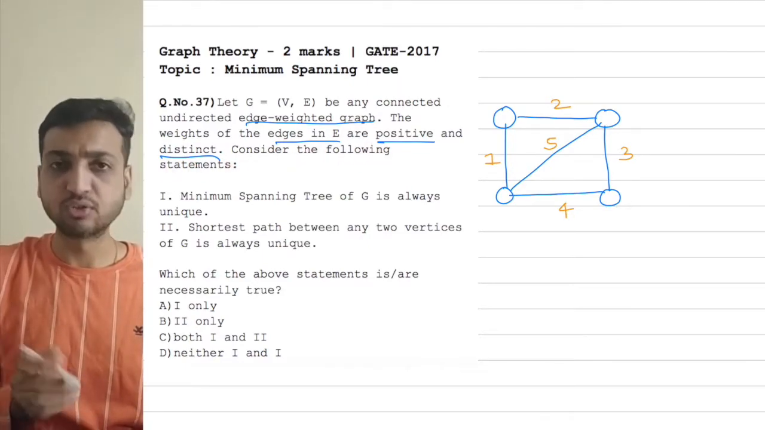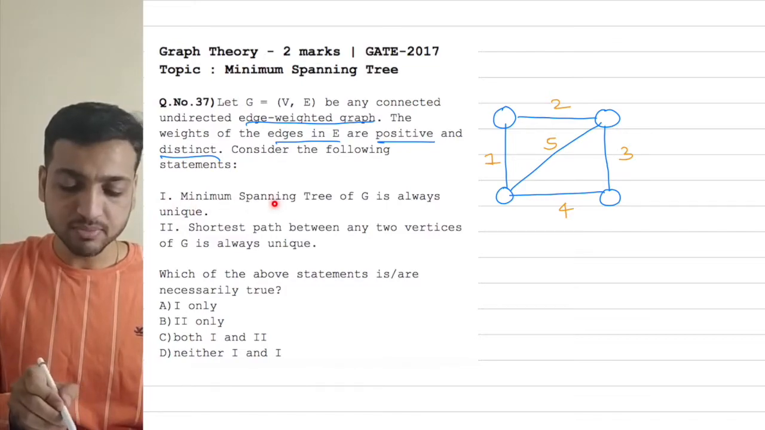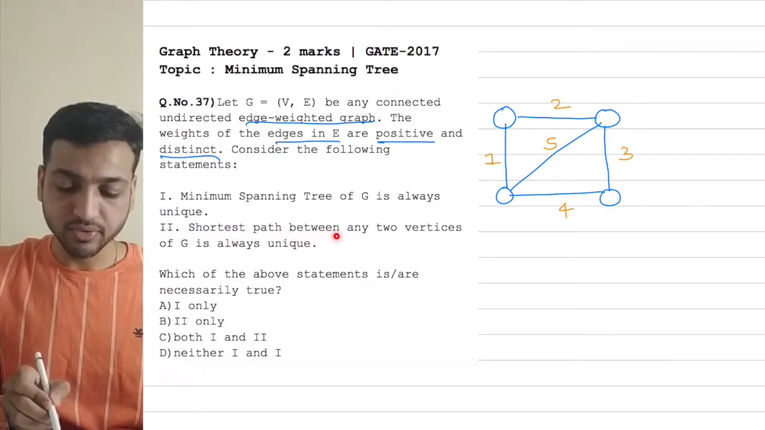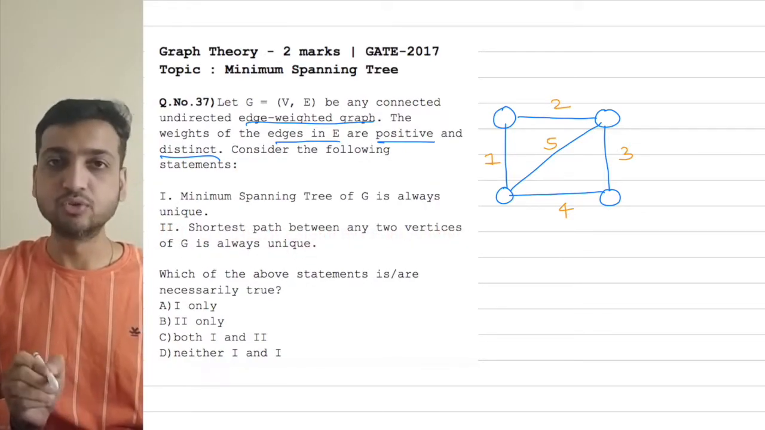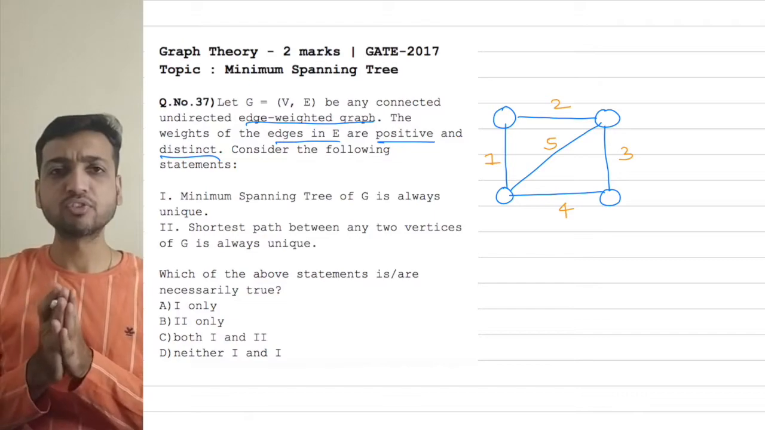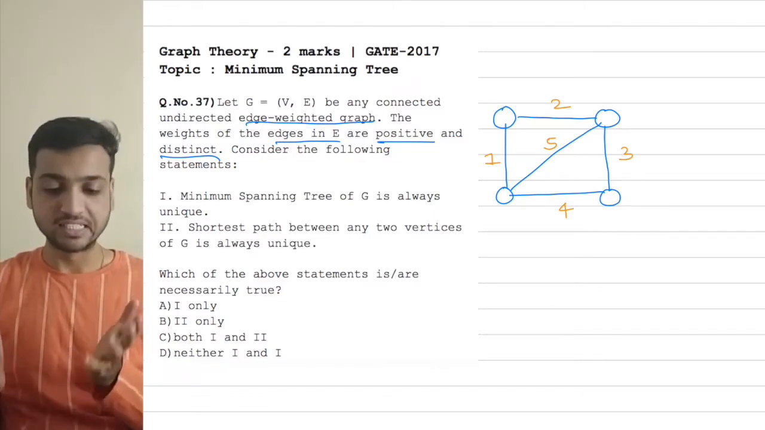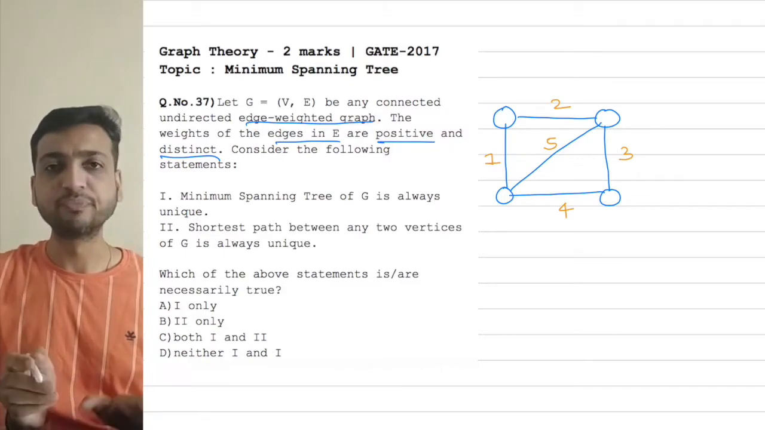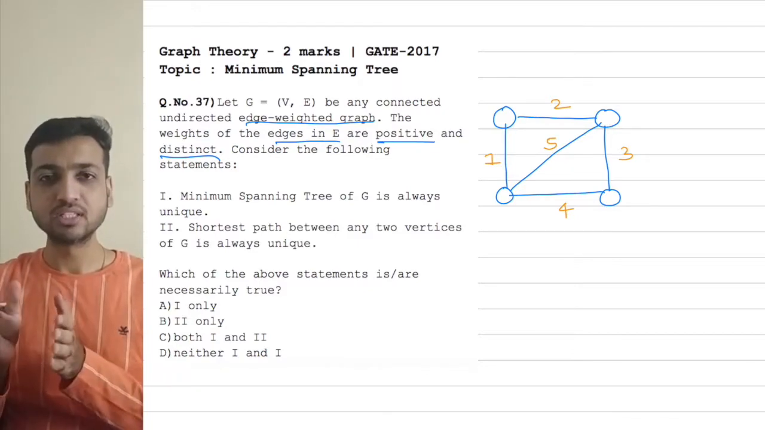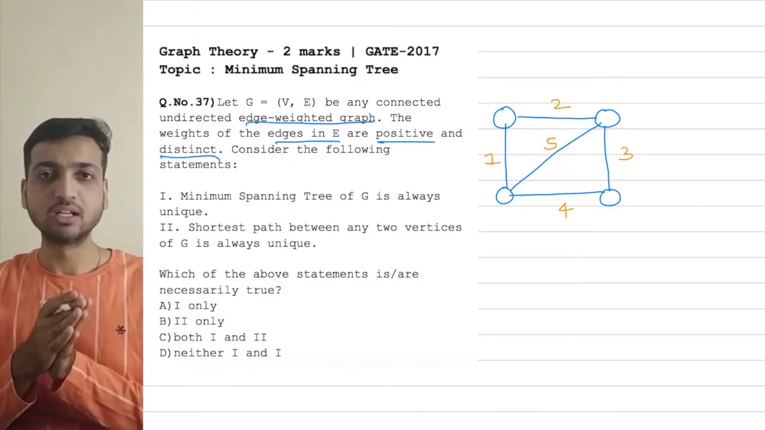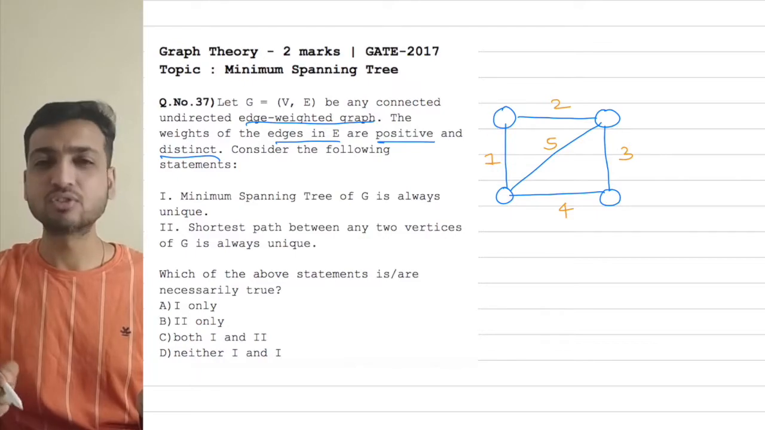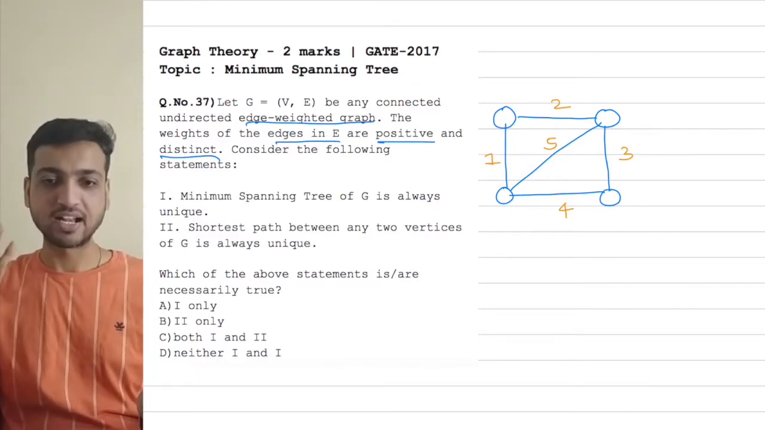Consider the following statements. Now there are 2 statements. Statement number 1, minimum spanning tree of G is always unique. And statement number 2, shortest path between any 2 vertices of G is always unique. Now which of the above statements are necessarily true? So we have to find out which of the above statements are true for any G, which would be an undirected edge weighted graph. Now whenever such theoretical general questions are given, we start with a small example and we try to see if any of the statements are true or false for the given example. So as we have already seen, we have taken one small example of a graph with random edges and random weights.